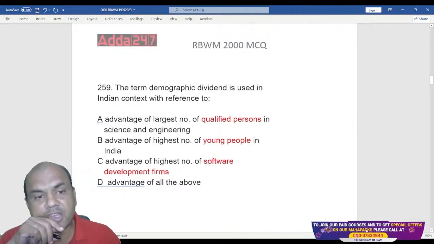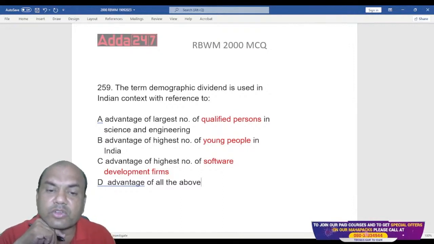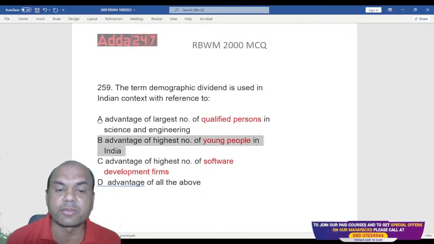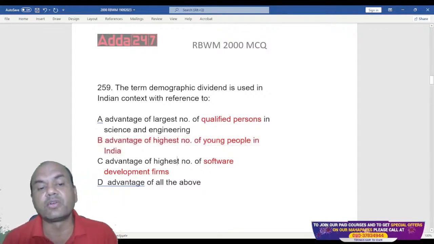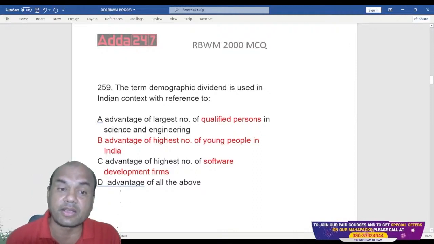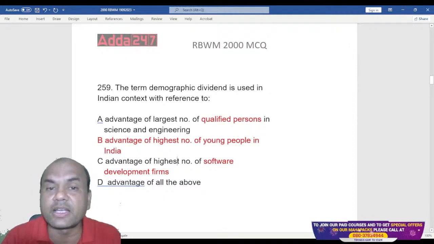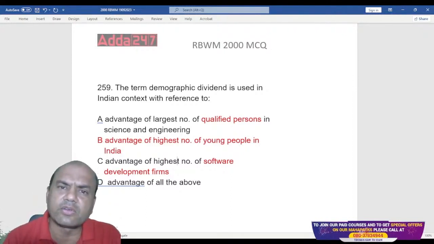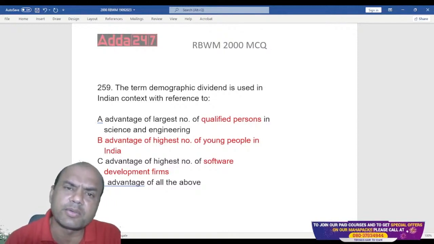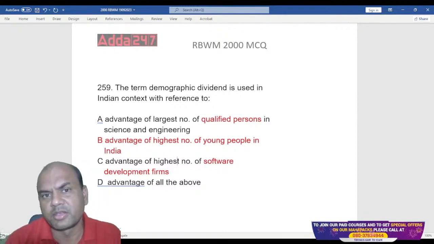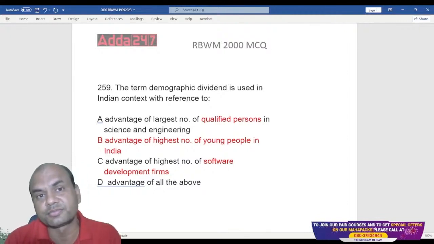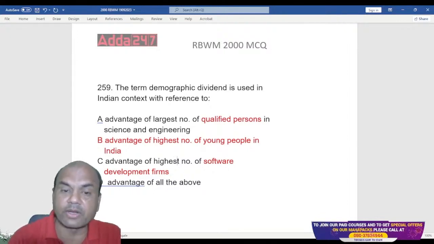Type fast in the comment section. Qualified, young or software. It is B, highest number of young people. That is the right answer. Advantage of highest number of young people. That is the correct answer, because India has a high demographic dividend of young persons. Do you know which country is aging now? Aging means all of them are getting old. Japan, correct. Japan is aging. Second, China is coming up in the same line. China is also aging now. So that is the biggest disadvantage to these countries.